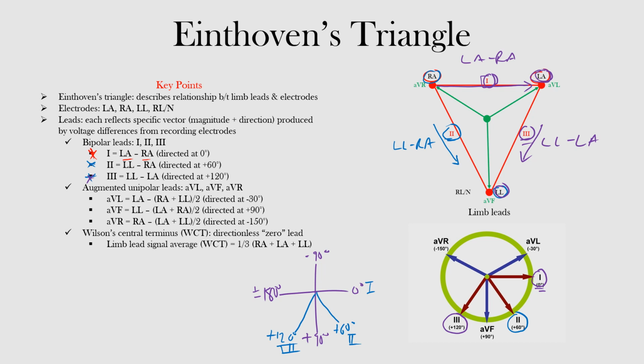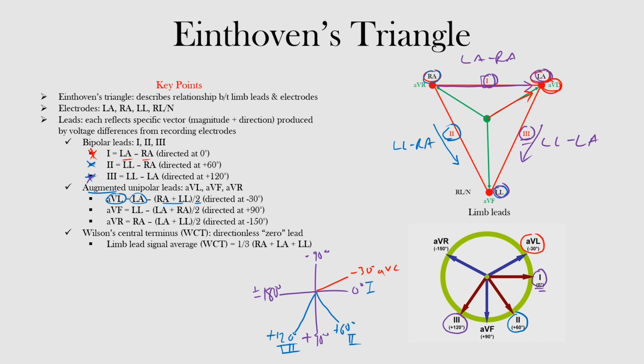Okay, so now we're at the augmented leads, and we're looking first at aVL. So right arm plus left leg divided by 2, and then you use that number and subtract it from the left arm. And we're looking at aVL, which is directed here at negative 30 degrees. Negative 30 degrees is about here, and this is lead aVL. Notice it's up here, heading in this direction.